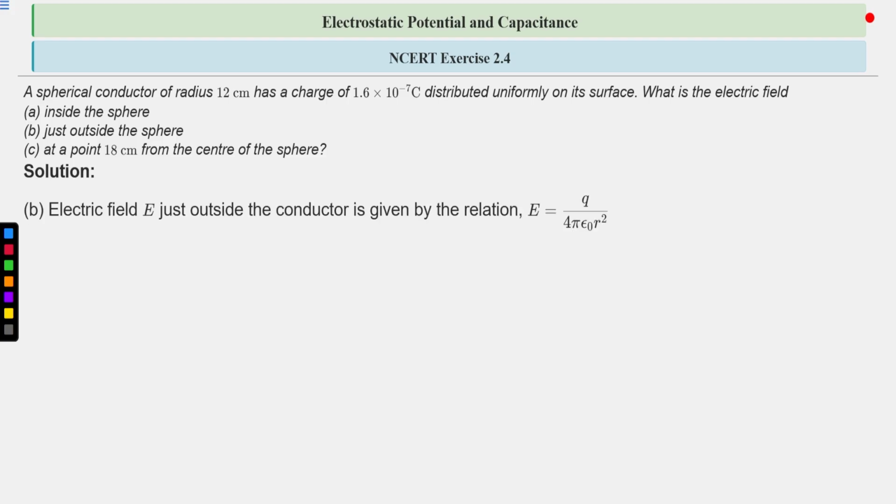So B point, just outside the surface, which means just outside the sphere, which means on the surface of the sphere. So the electric field E just outside the conductor is given by the relation E equal to Q by 4 pi epsilon naught R square. At the surface, we will take this R as 12 centimeter, where epsilon naught is the permittivity of free space, and for 1 by 4 pi epsilon naught, we know the value of this constant, 9 into 10 to the power 9 Newton meter square per Coulomb square.